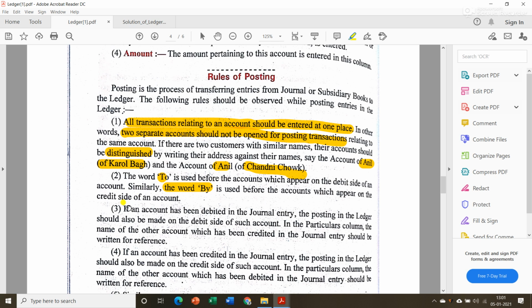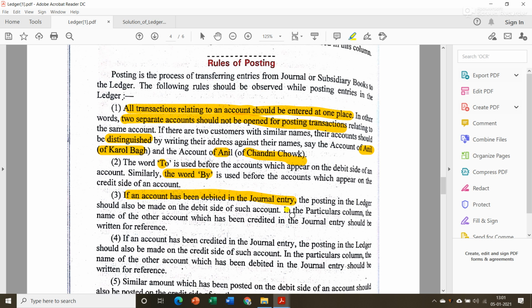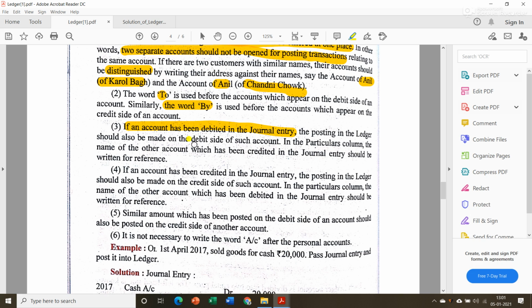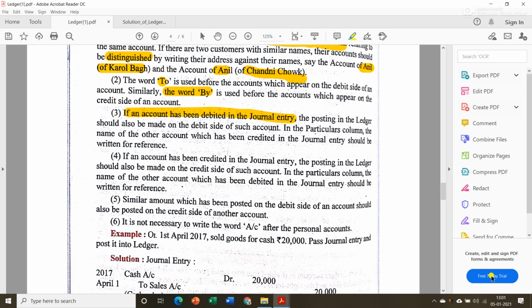Then the next rule is, if an account has been debited in journal entry, the posting in the ledger should also be made on the debit side of such account. In particulars column, the name of the other account which has been credited in the journal entry should be written for reference. This you will understand with the help of an illustration. Then next rule we have, if an account has been credited, this point number 3 and 4 we will see with the help of an example.